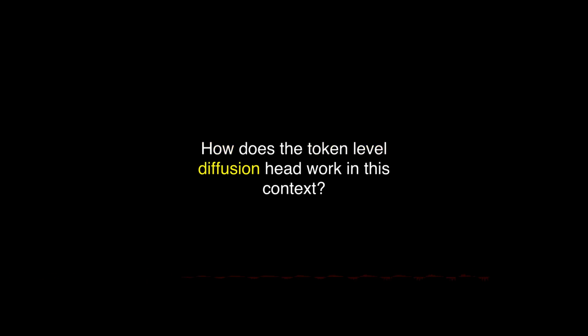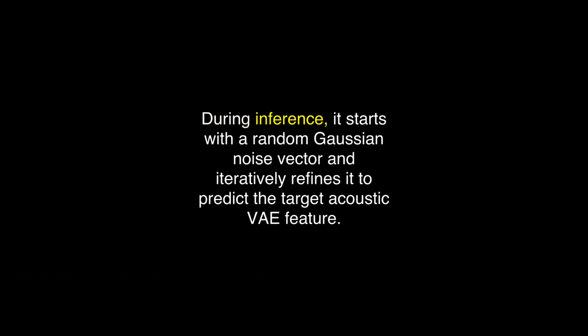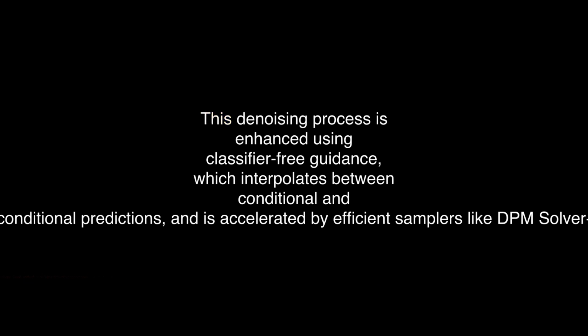That's a streamlined pipeline. I'm curious about the diffusion process. How does the token-level diffusion head work in this context? The diffusion head is optimized to reverse a forward noising process. During inference, it starts with a random Gaussian noise vector and iteratively refines it to predict the target acoustic VAE feature. This denoising process is enhanced using classifier-free guidance, which interpolates between conditional and unconditional predictions, and is accelerated by efficient samplers like DPM-Solver++. It sounds like the model is both powerful and efficient.